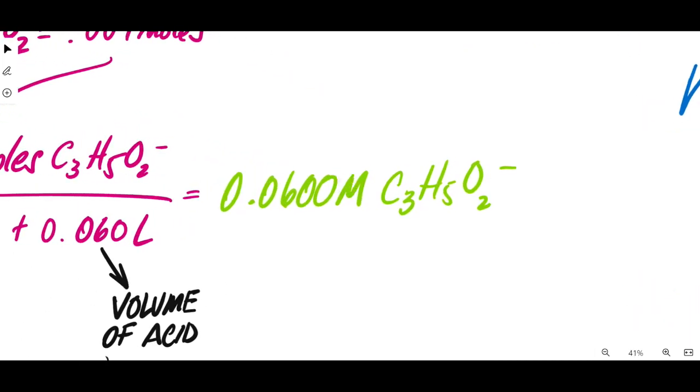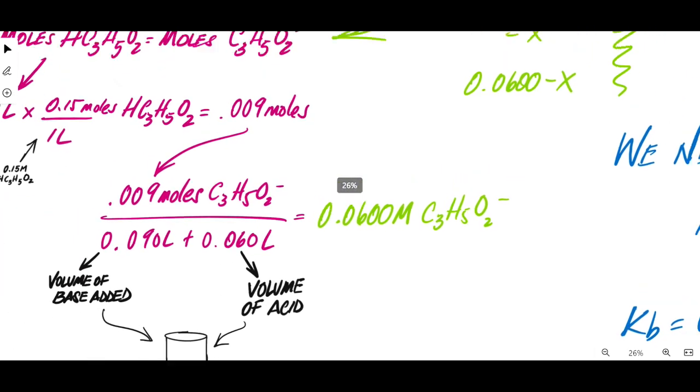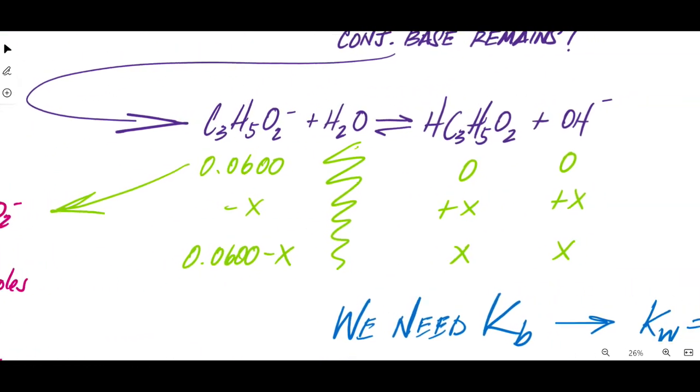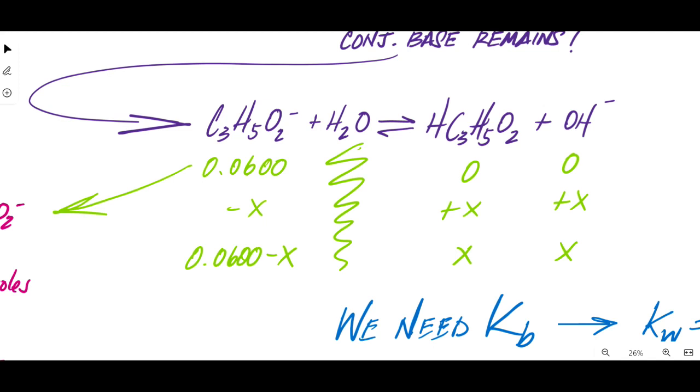So now we know how much of that conjugate base we have present at the equivalence point in terms of its concentration, and we're ready to do an ICE table using that value. So back up here, I've now taken that 0.0600 molar that we just calculated and entered that as the initial concentration of the conjugate base. Now some of that is going to turn into the acid and some of it's going to turn into OH minus, and we're representing those amounts as X's.